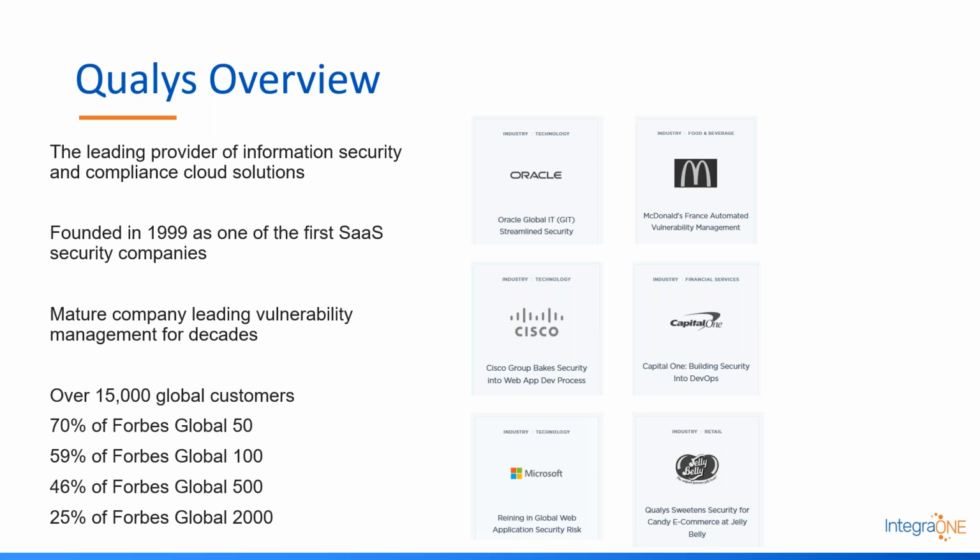Some wow factor here, over 15,000 global customers, a good majority of the Forbes Global 50, the 100. And I got a couple of screenshots here for some of their customers, really big names: Oracle, McDonald's, Cisco, Capital One. Jelly Belly just because, hey, let's add a little sweetness to the webinar, right? In one way or another, these companies do utilize Qualys as a part of their security program.